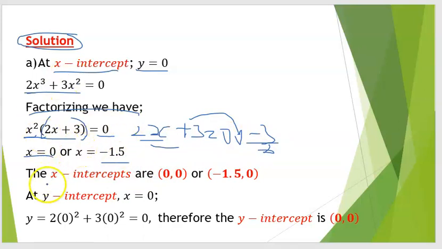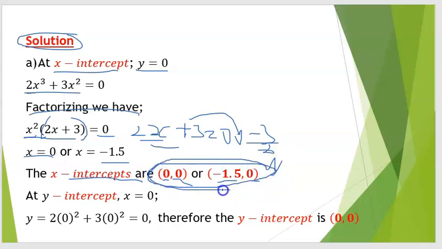Now we can write the x-intercepts in coordinate form. The first is x is 0 and y is 0. The second coordinate is x is negative 1.5 and y is 0. So these are the two coordinates that we require, the x-intercept coordinates.